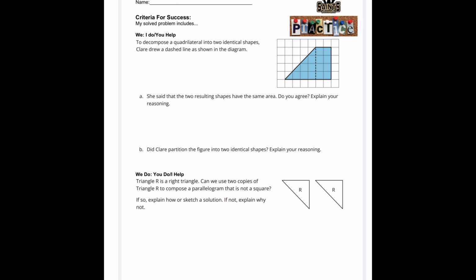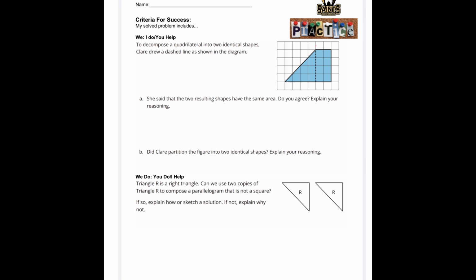One more thing I want to show you. So this We Do here has a triangle in it, and there's a few places where there's a triangle because we're starting to transition into triangles here. So the question says, to decompose a quadrilateral into two identical shapes, Claire drew a dashed line as shown in the diagram. She said the two resulting shapes have the same area. Do you agree? Explain your reasoning. So let's take a look. We can look at the shape that she drew here. We've got a little rectangle that's 2 by 4. So that's going to have an area of 8. Okay. Now, does this second resulting shape have the same area?